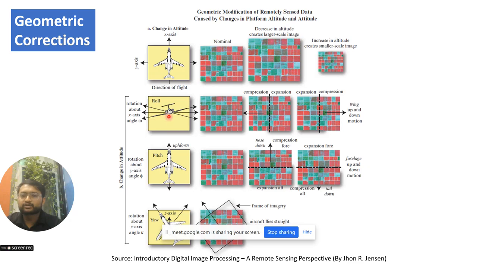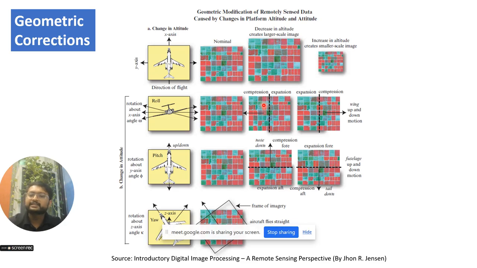Now considering the roll, the angle which is like this or this, what will happen is the image will be compressed on one side and expanded on the other side, depending on which kind of roll is happening. Roll happens along the x-axis. So when you think about aircraft or drone data acquisition, you should think about this terminology as well: roll, pitch and yaw.